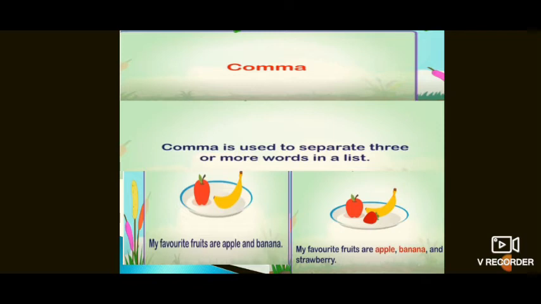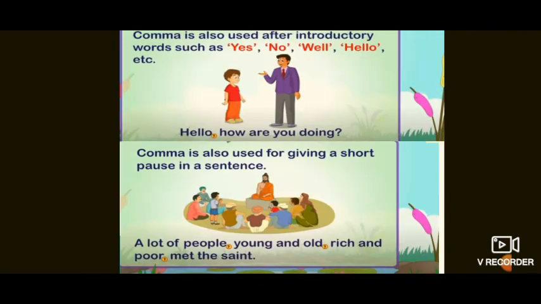So when there is a comma, you have to give a slight pause, okay, a break you have to give. So I have not read the sentence like my favorite fruit are apple, banana and strawberry. No, how I have read it, my favorite fruit are apple, comma is there, pause, banana, comma, and strawberry. So for separating the words, we are using comma.